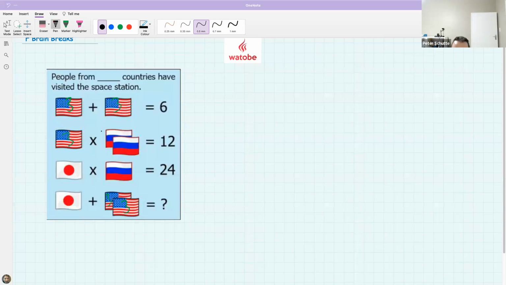So Mbali and Zanele has said that 3 times 4, but now what does the flag of the, what does this whole thing, if that whole thing is 4, what does each item need to be? So it'll have to be 2 and 2 and 2. Now a Japanese flag is worth what?